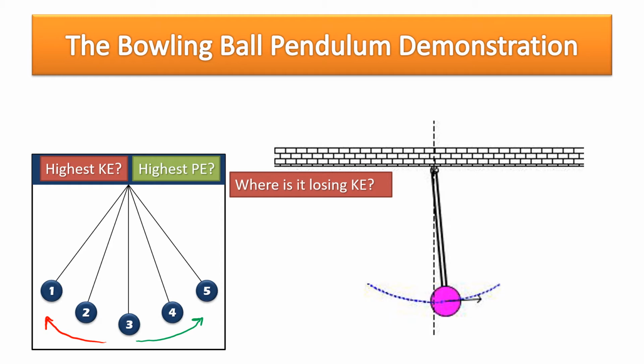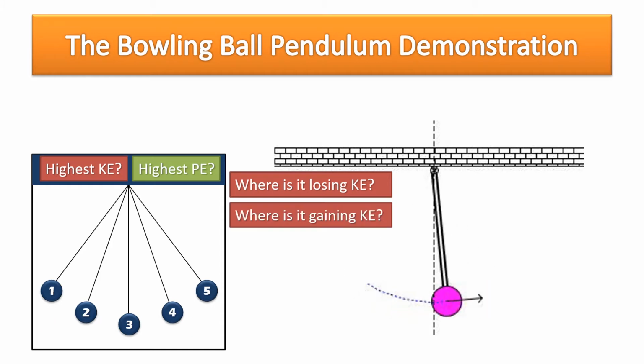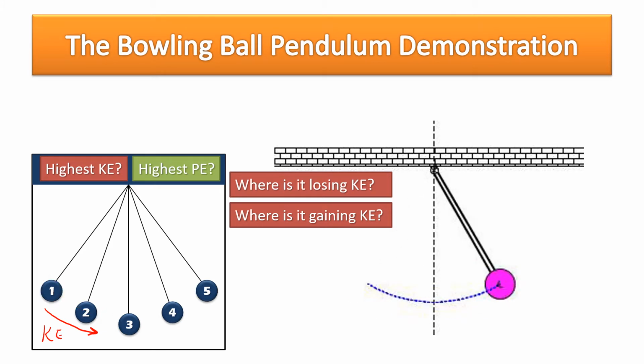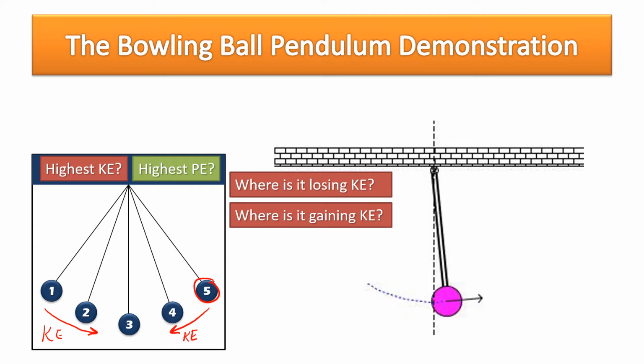All right, so where is it gaining kinetic energy? Where is it gaining kinetic energy? Think about that. As it's on its way towards equilibrium, it's getting faster. If it's at position 1 and going this way, and then it swings back, and now you're here. And then as it's swinging towards equilibrium again, you're gaining kinetic energy.